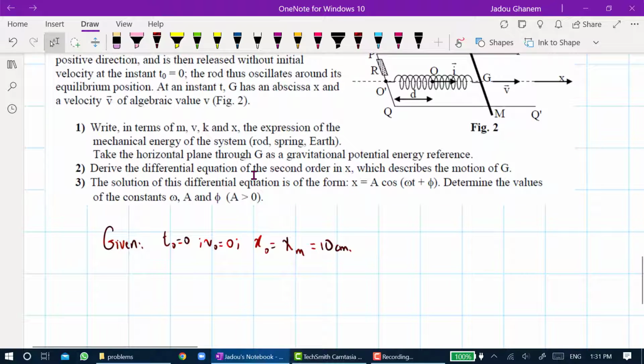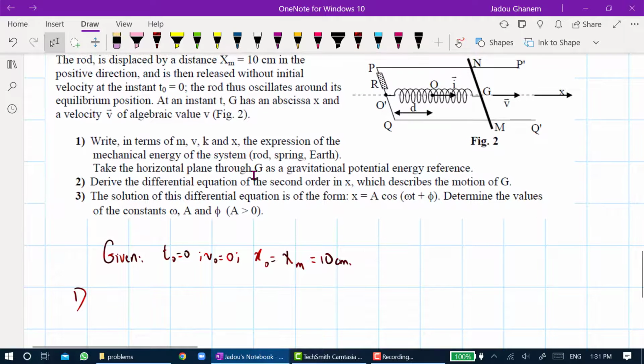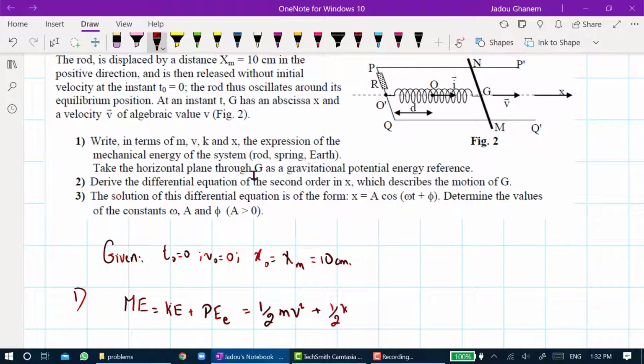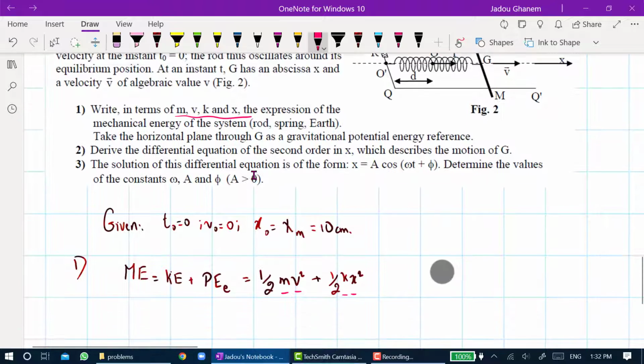Let's start with the first part 1. Write in terms of m, v, x, k the expression of the mechanical energy of the system. Take the horizontal plane as the reference. So we can just go and write the mechanical energy, ME, which is equal to KE plus PE. Here, the kinetic energy will be half mv square. Since we are taking the horizontal plane as the reference for the gravitational energy, there is no gravitational energy, there is only elastic potential energy. So it's plus half k x square. And as you can see, we covered m, v, k and x in the expression. That's all part 1.